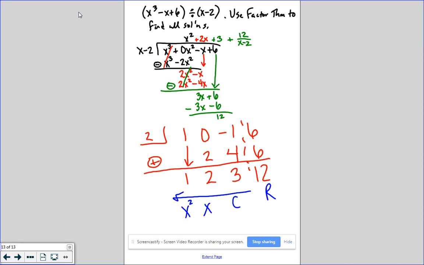All right. Okay, last thing in this section.